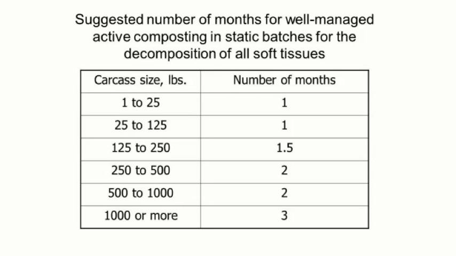We can have the soft tissue gone from that cow in a well-managed pile in 2 months or less. I put 3 here to be conservative again. When I'm planning a system, I'll err on the long side. Easily 3 months you can have the soft tissue gone using composting.